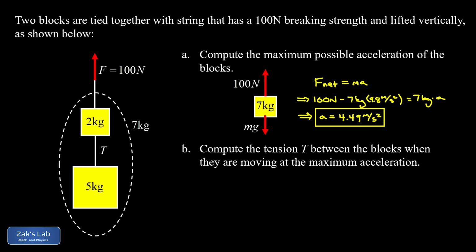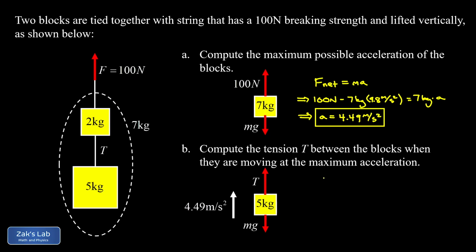And the simplest way to do this is to just focus on the 5 kilogram block at the bottom. It has one upward force on it, and that's the tension in the string between the blocks. And then of course it also has gravity pulling down on it. So there's our 5 kilogram mass. And again, now we know the acceleration is 4.49 meters per second squared going upward. There's the unknown tension pulling up on it. And there's the force of gravity pulling down on this block and calculated as m times g.